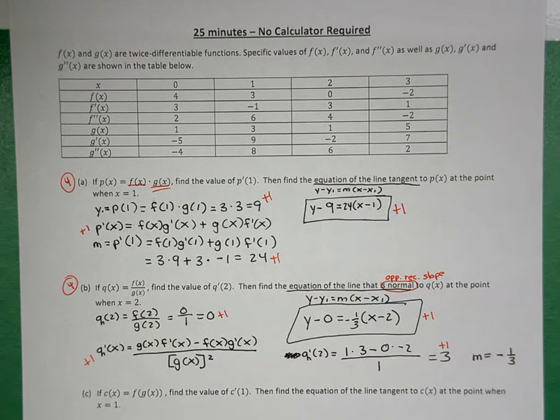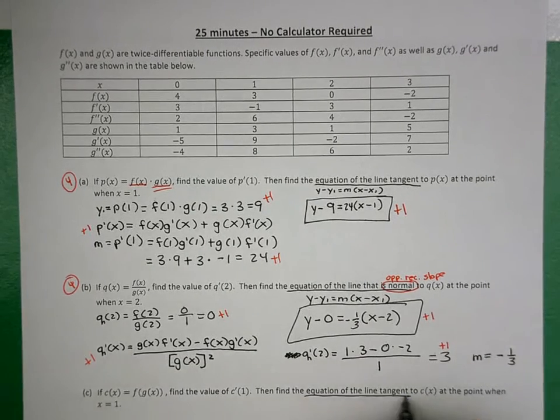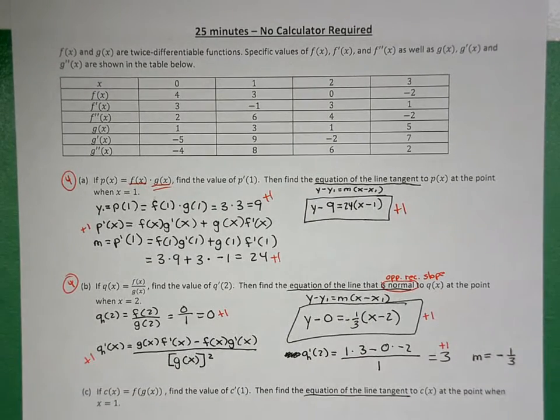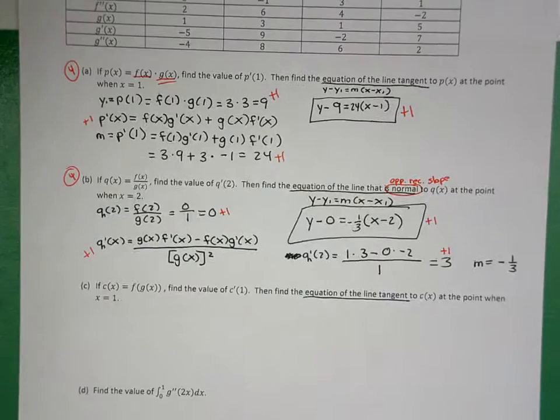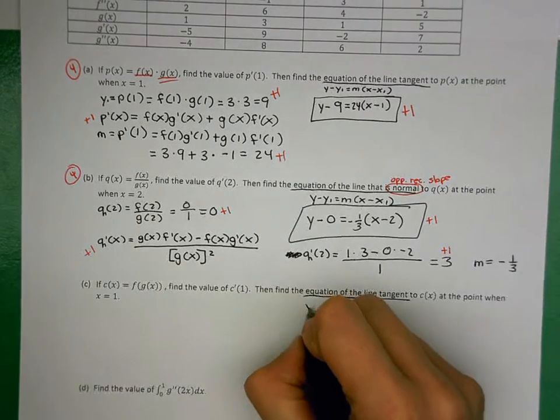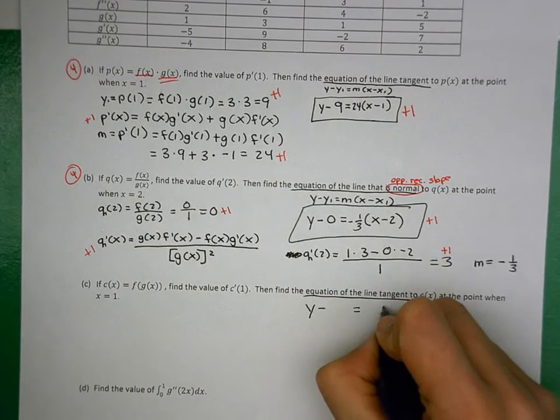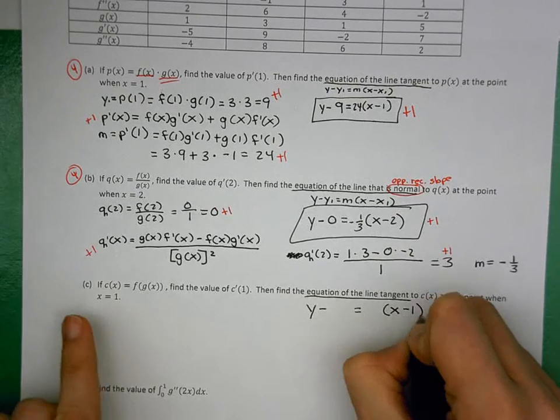Okay, part C, we have, if c of x is f of g of x, find the value of c prime of 1, then find the equation of the line tangent. So I'm not going to write that y minus y1 again, but that's what we're thinking, right, to c of x at the point when x equals 1. Okay, so we have y minus our y1 equals m times x minus our x1, which is 1.